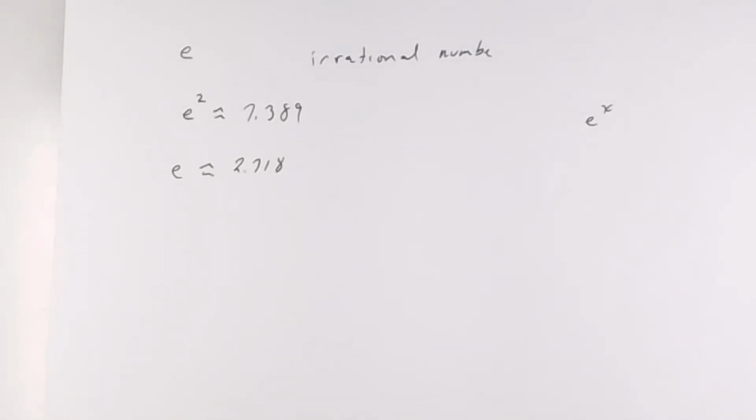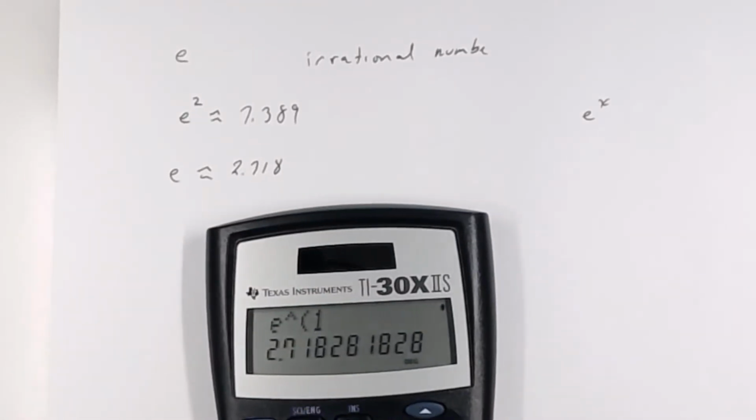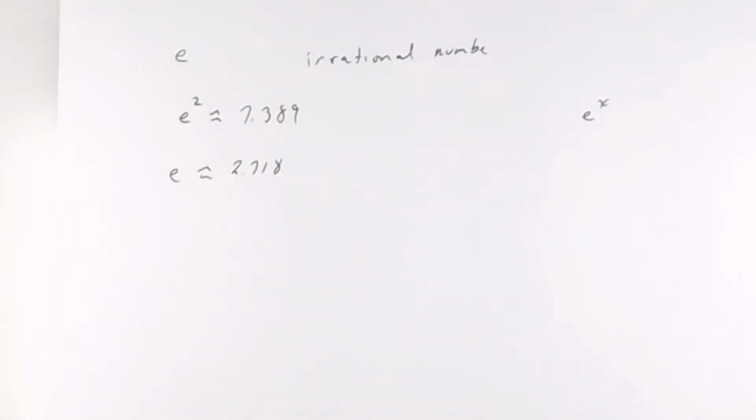My brain just knows what to do, that's a letter. But e is a number. If you keep putting e to the first, you're going to get the same thing over and over. So e is approximately equal to 2.718.